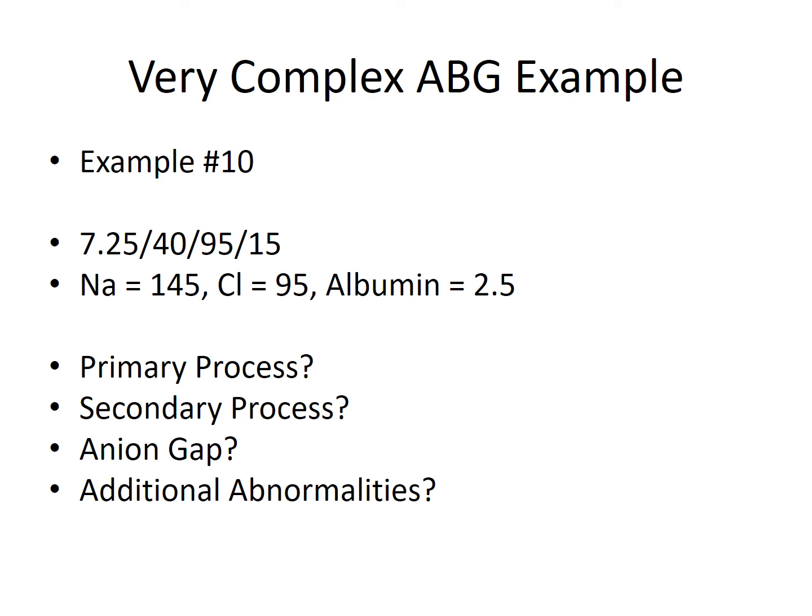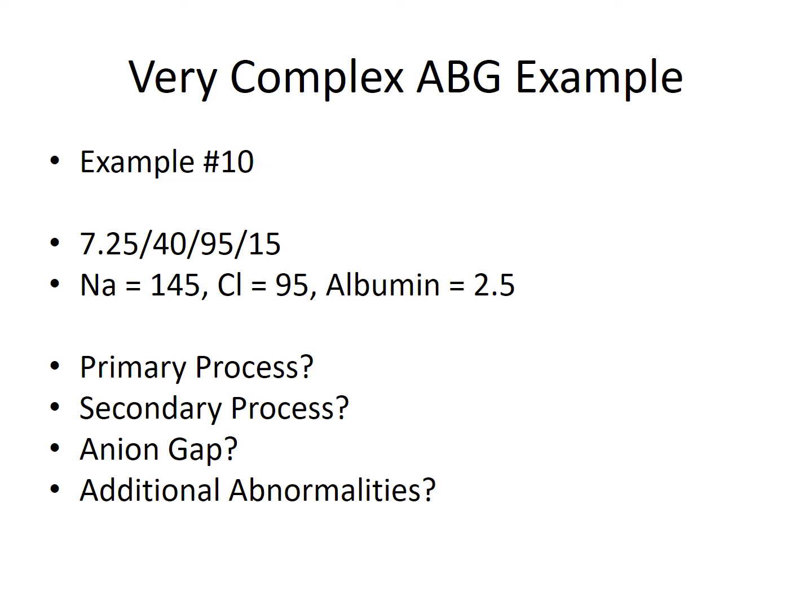Our last example, ABG example number 10. The pH is 7.25, the PCO2 is 40, the bicarb is 15. What are the primary and secondary abnormalities? Is there a triple base abnormality? And if so, what is it? As I've done, I will pause and come back to you when you've got the answer.